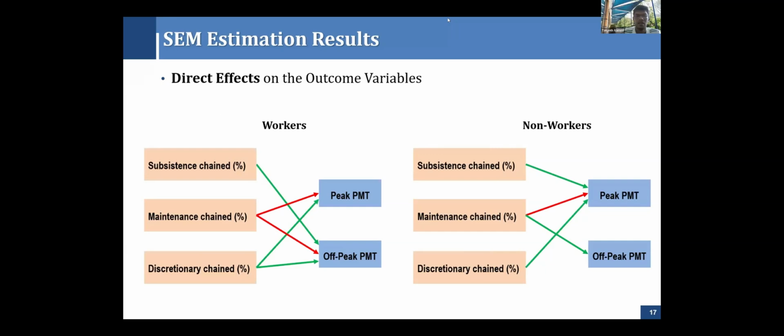Considering the direct effect between the activity travel chaining propensities of the three activity categories, subsistence, maintenance, and discretionary, and the outcome variables, which are the peak and off-peak PMTs, we see that increased activity travel chaining propensities increase peak and off-peak PMTs, except for the maintenance activities, which have negative effects, particularly for workers.